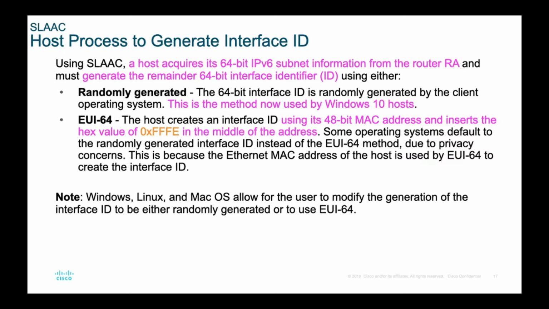Okay, Windows 10 is used to generate randomly. I mean, almost every operating system now generates the next 64 bits randomly. Okay, but there is another way we call EUI-64. EUI-64 is based on the MAC address. The MAC address, if you remember, is 48 bits. They break it down into two parts, I mean 24 bits and 24 bits. So in the middle they insert a value of FFFE.